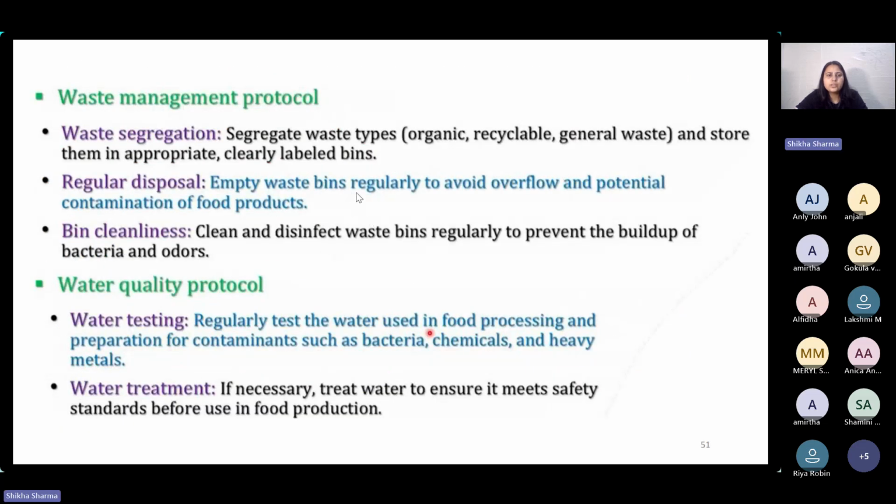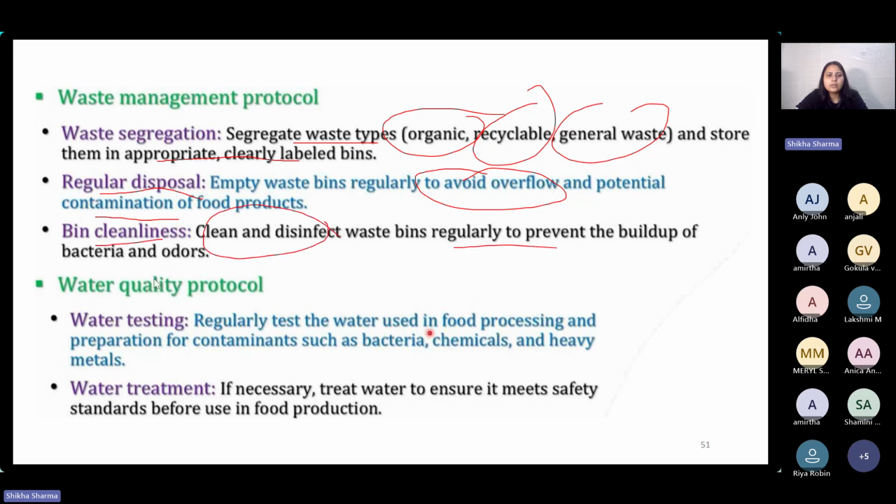If we look at the waste management protocol, waste segregation means segregating the waste into organic, recyclable, general waste, and storing it in appropriate, clearly labeled bins. We should dispose of it regularly before overflow, because potential contamination can be caused to food. And the bins should also be cleaned and disinfected regularly so that bacteria and odors will not grow.